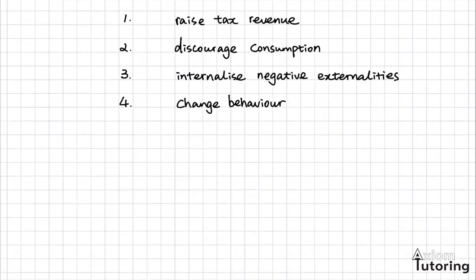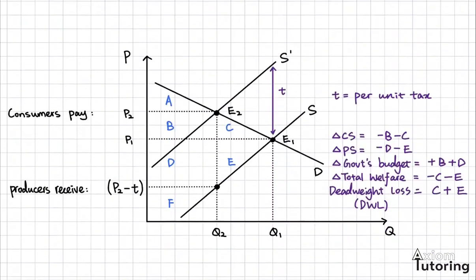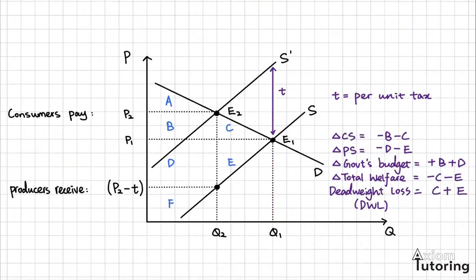Now, let us analyze an indirect tax using a demand and supply diagram. The original market equilibrium occurs when demand intersects the supply at the equilibrium E1, where the market equilibrium price is P1 and the transaction quantity is Q1. Now suppose the government imposes a specific indirect tax, meaning a fixed amount per unit, for example, £1 per unit.